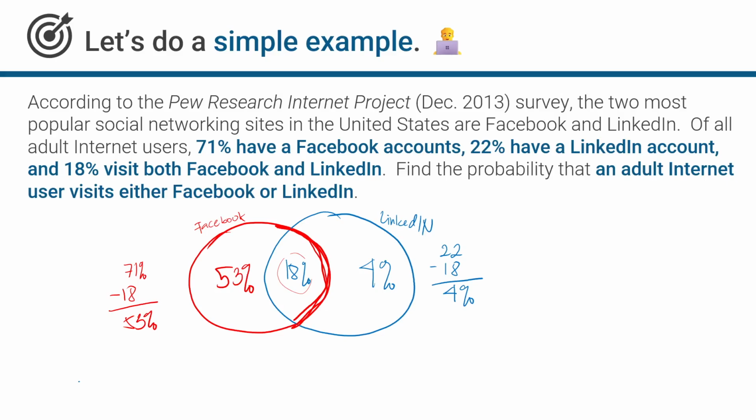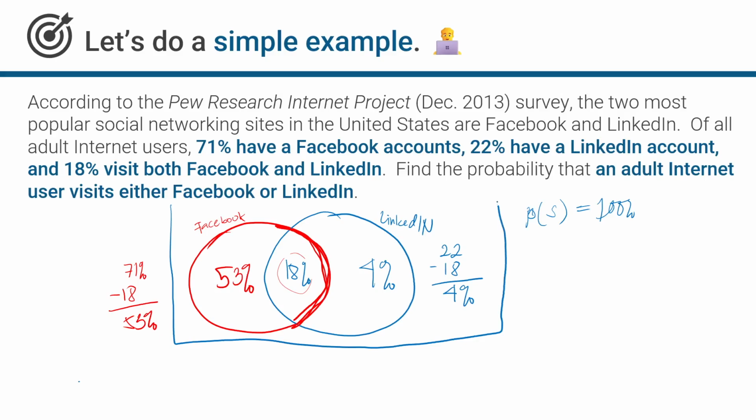But sir, why is it that if we add 53, 18, and 4, it's not 100%? Where are the other percent? Because, di ba, the sum of all the probabilities is supposed to be 100%. Where are the others? Of course, there are those that do not have either LinkedIn or Facebook. Because they're also part of the sample space.